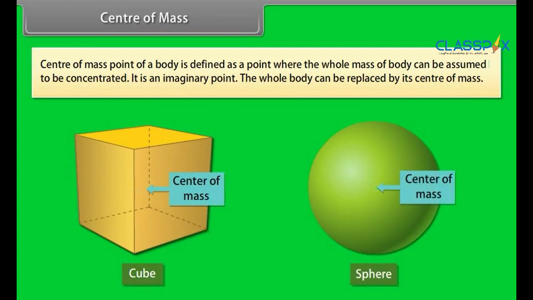Center of mass. The center of mass of a body is defined as a point where the whole mass of the body can be assumed to be concentrated. It is an imaginary point. The whole body can be replaced by its center of mass.